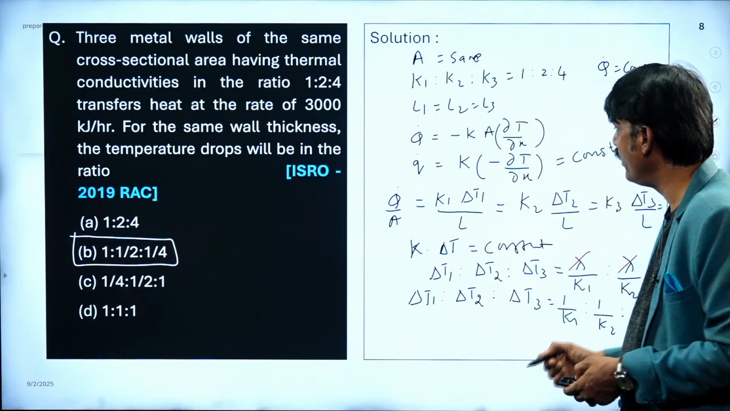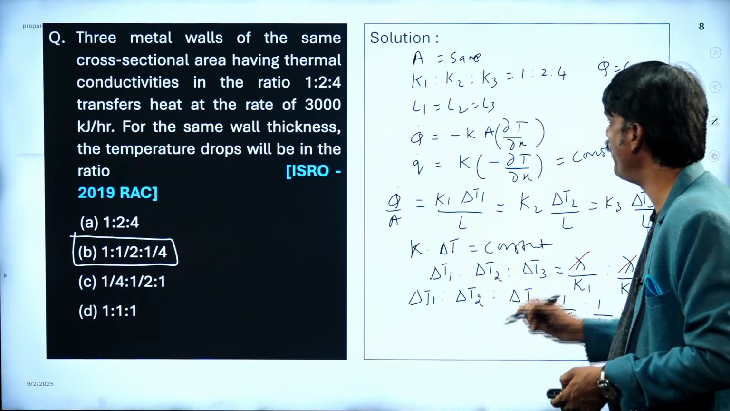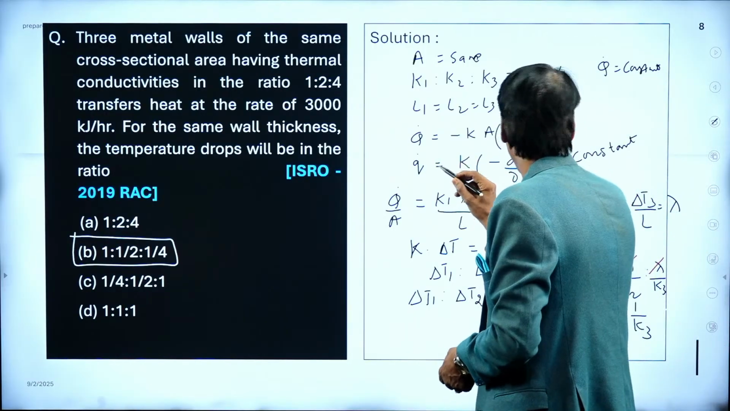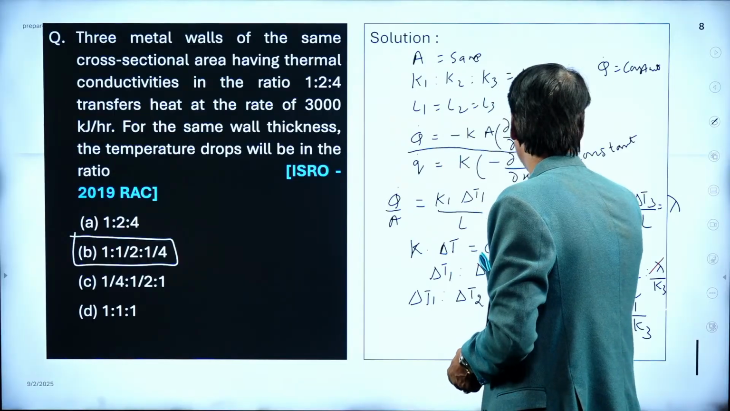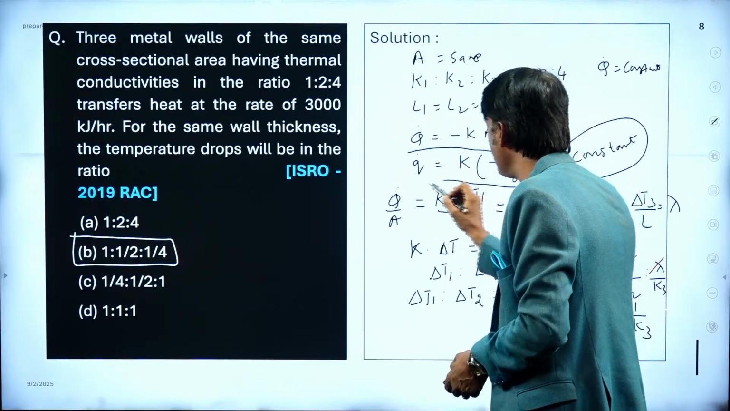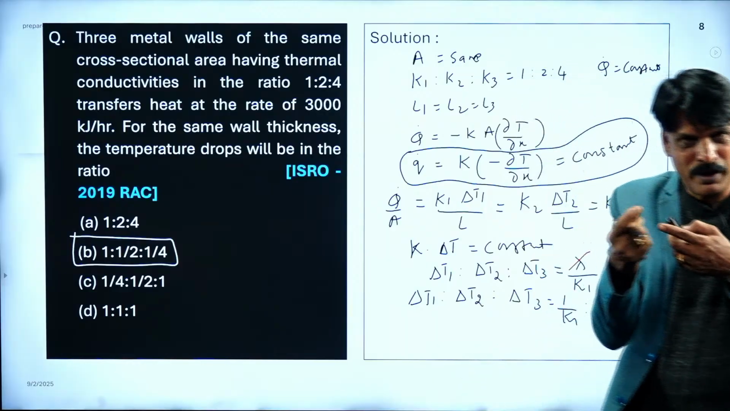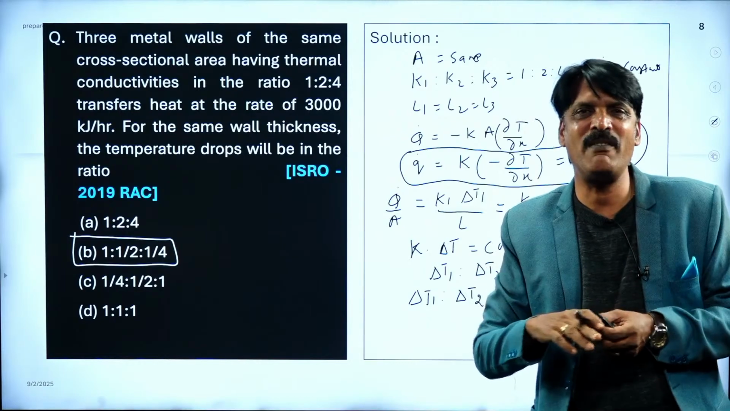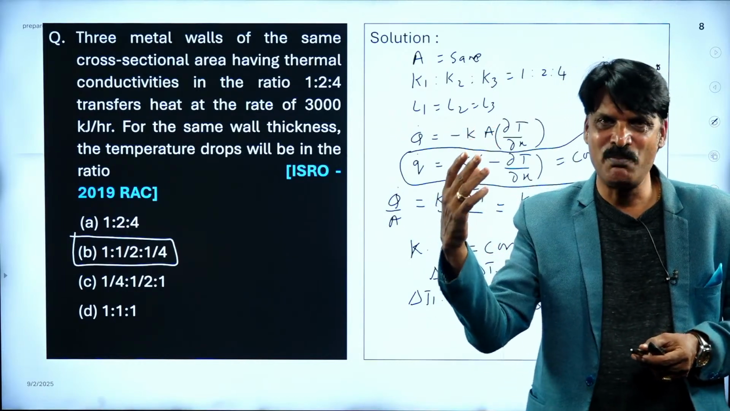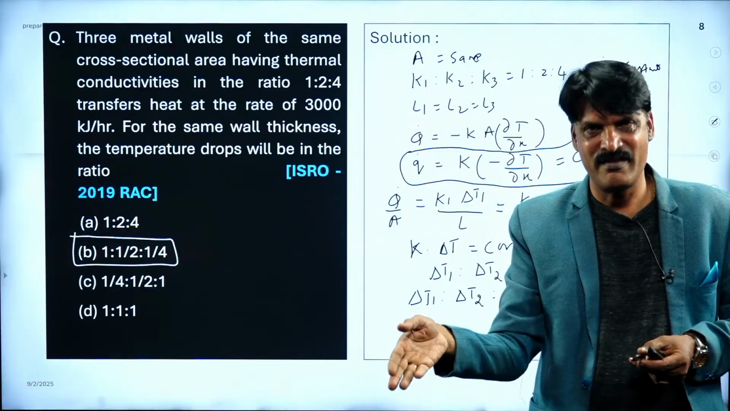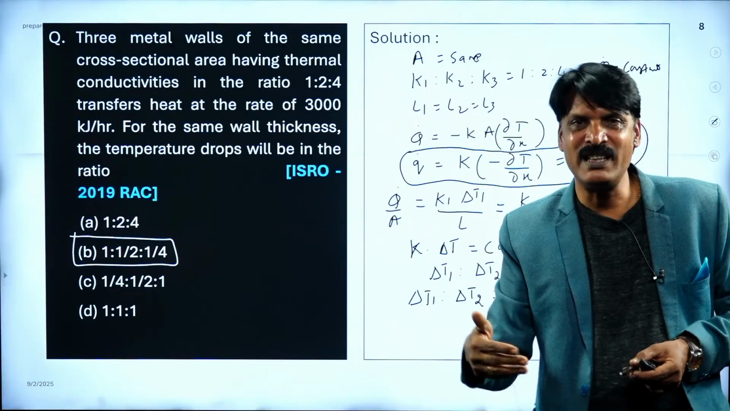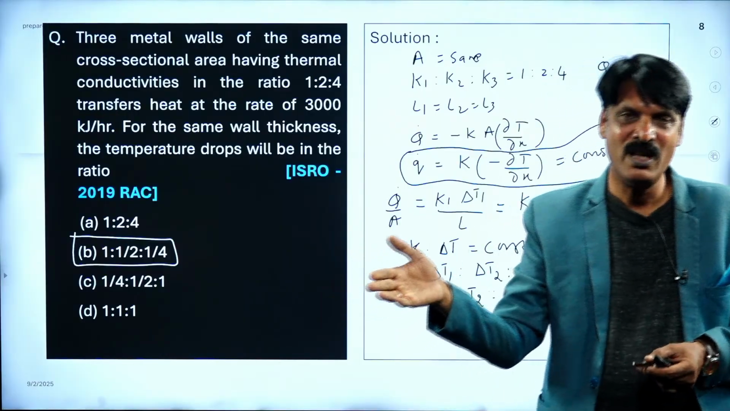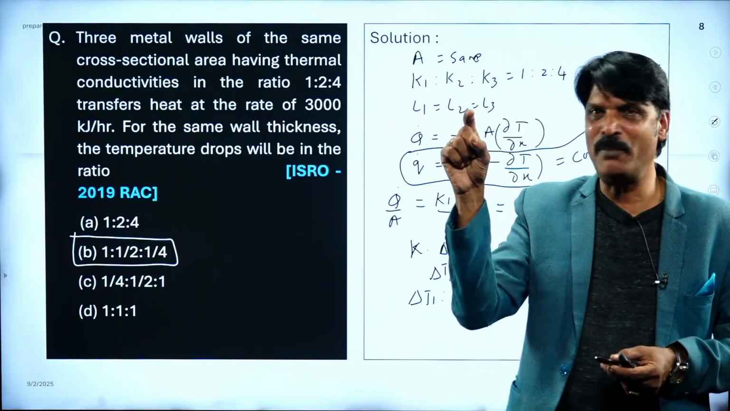This is a good question. This is based on one very good concept, so questions can always be asked on it. Whenever you have a composite slab, the product of thermal conductivity into temperature gradient always remains constant. Suppose you have a high thermal conductivity material as one slab, the gradient will be less. If you have a low thermal conductivity material, your gradient will be more. Or in other words, if they have the same thickness, with high thermal conductivity material the temperature drop will be less in that material.